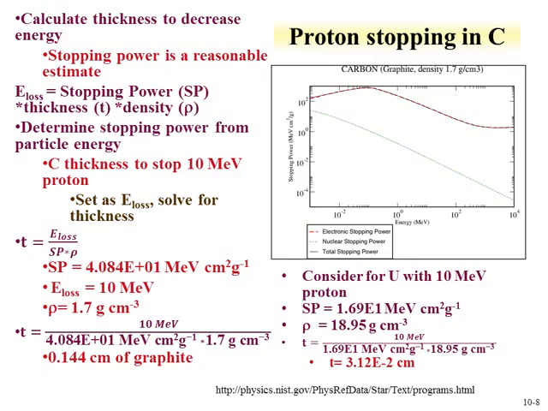I look up the stopping power for proton in uranium at 10 MeV. I get 1.7 times 10 to the first MeV per centimeter squared per gram. The density is much higher than I get for my carbon. So I put this into the equation, 10 MeV divided by the stopping power times the density, and I see that I need a lot less uranium to stop this proton than carbon. This is true. This is why shielding is often dense material, and that really has to do with the number of electrons that are available to interact with the particle.